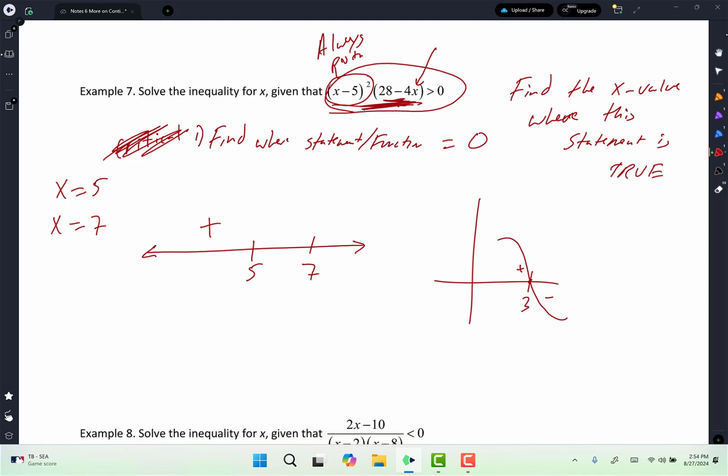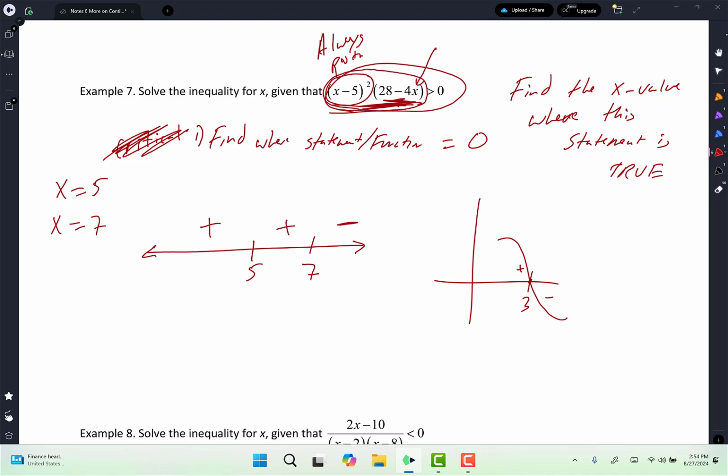Give me a number bigger than 7. Did I hear 10? 4 times 10. 28 minus 40? Negative. This wants the left side to be bigger than the right side, so what this means is I want my expression to be positive. Where's the expression positive?